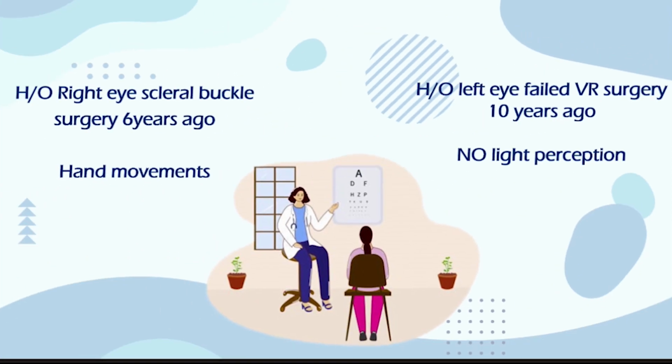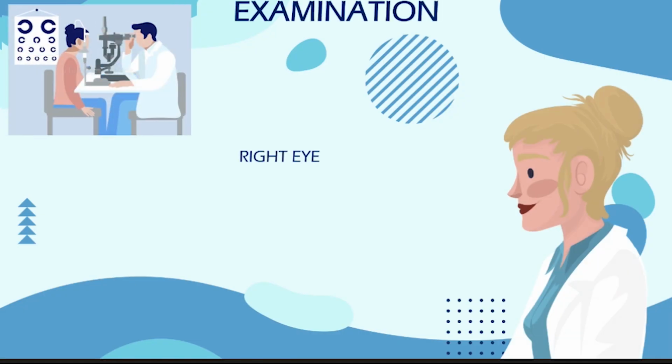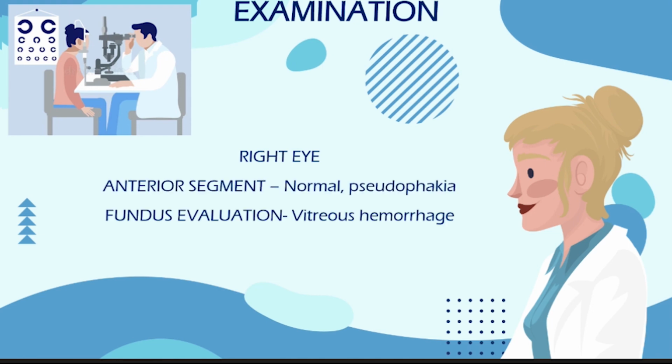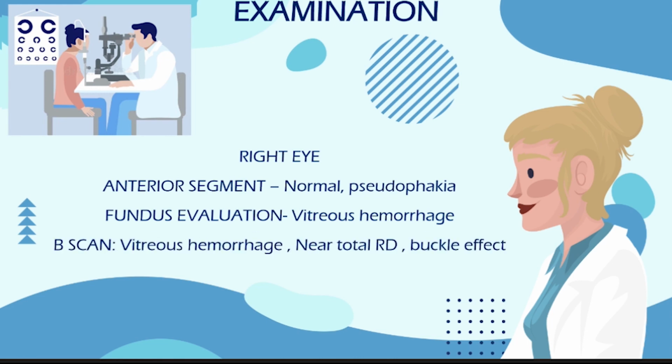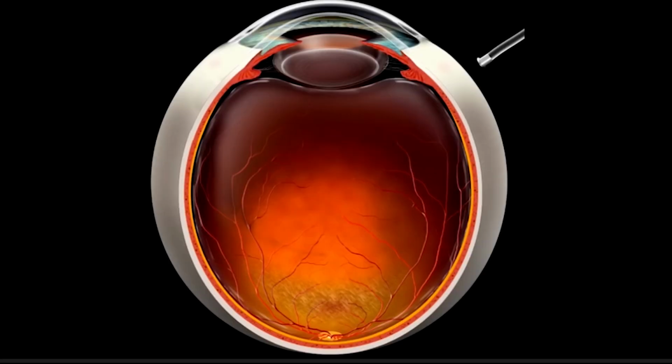On ophthalmic evaluation, her right eye had visual acuity of hand movements, anterior segment was within normal limits, pseudophakic, fundus examination had no view due to vitreous hemorrhage. B-scan showed vitreous hemorrhage with near total retinal detachment with buckle effect. Patient was planned for surgery under local anesthesia.